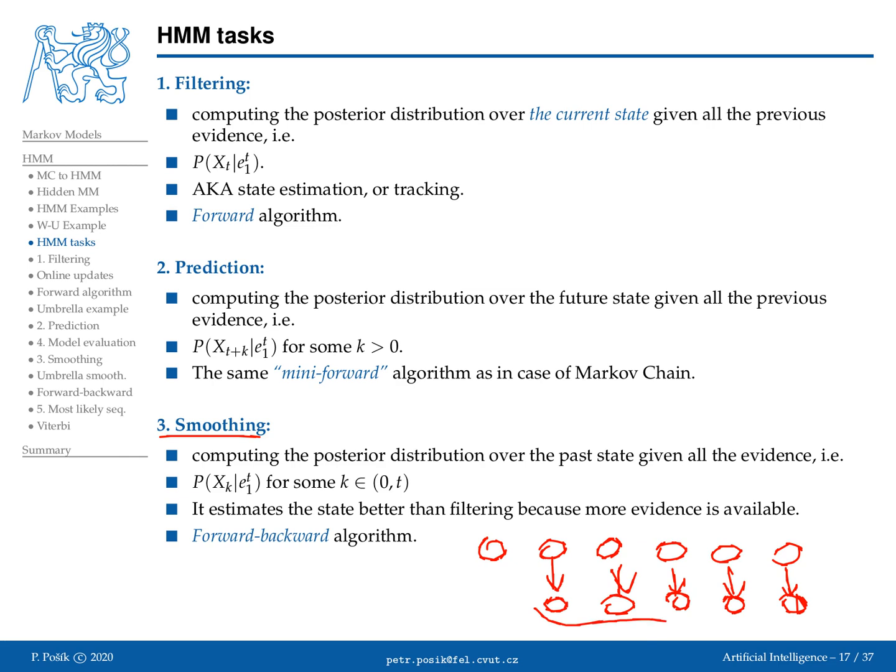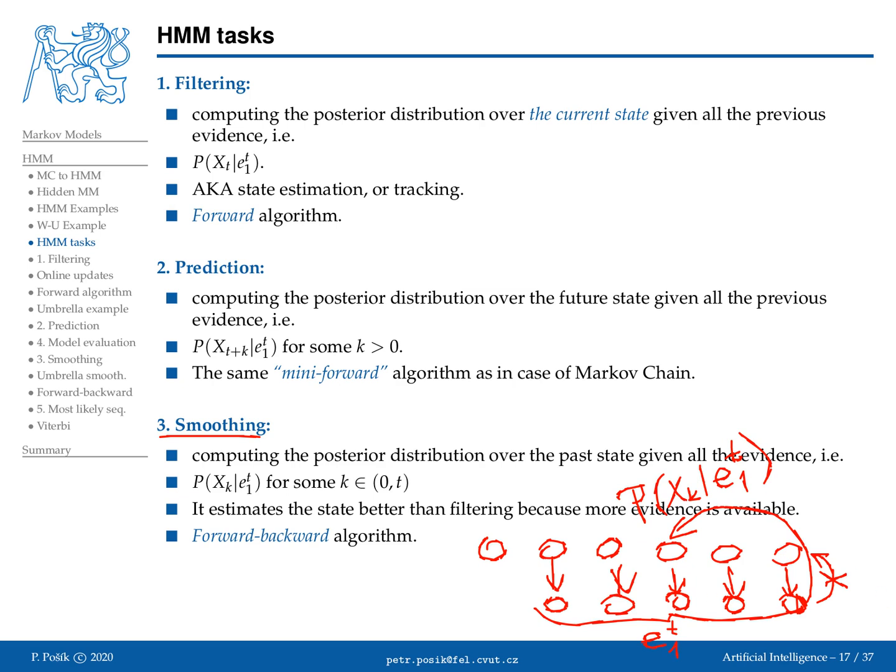You have this observation sequence from E from 1 to P, or how it is denoted here. But your task is not to estimate this last distribution, which would be a filtering task. Your task is to estimate some distribution in the middle here. The probability of some past state given all the observations that you have.